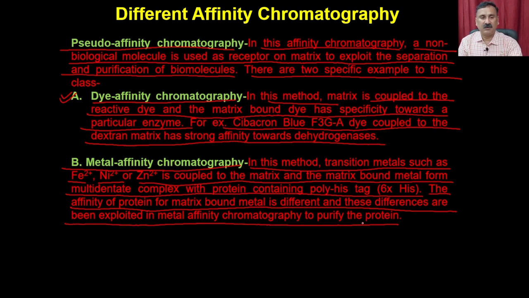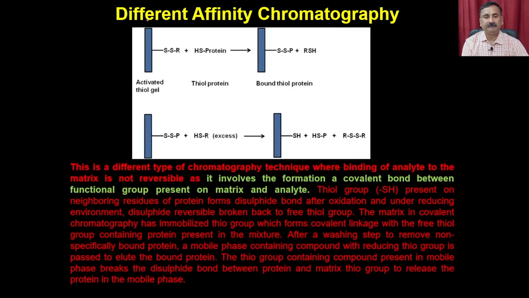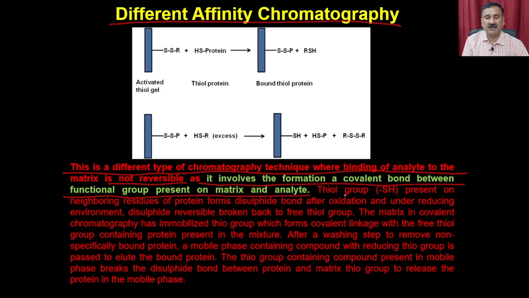Apart from these two categories, you can also have the covalent chromatography. In covalent chromatography, the analyte permanently binds to the matrix, so it is not reversible. The majority of affinity chromatography or all other chromatography techniques are reversible, but this is a different chromatography where binding of the analyte to the matrix is not reversible, as it involves the formation of a covalent bond between the functional group present on the matrix and the analyte.